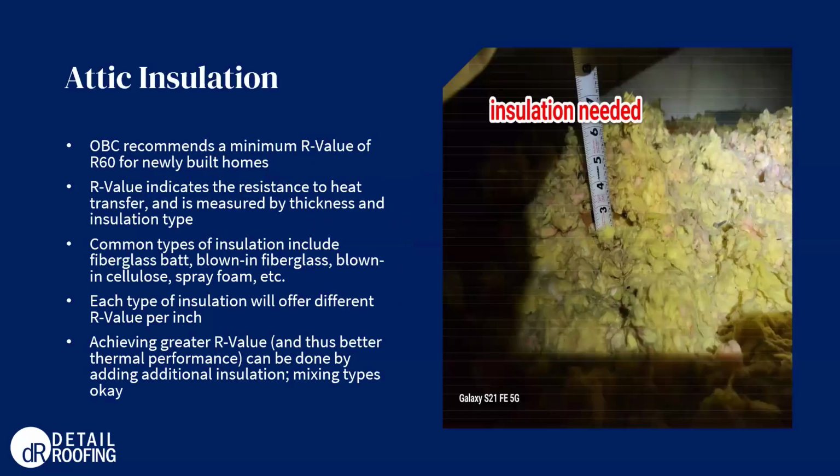So just diving in a little bit more in regards to attic insulation, as mentioned, it is recommended that the R value is a minimum of R60. And what the R value indicates is the resistance to heat transfer. That is measured by both the thickness and the insulation type. So the common types of insulation that we see would be fiberglass batt insulation. That would be the commonly pink sheets that are rolled out.